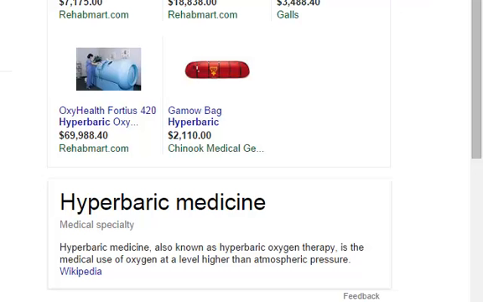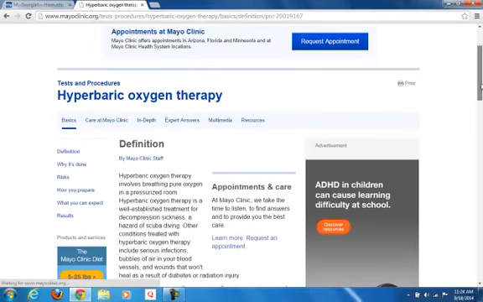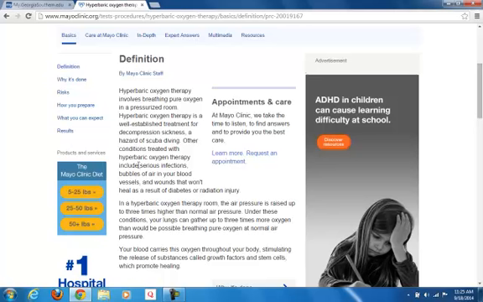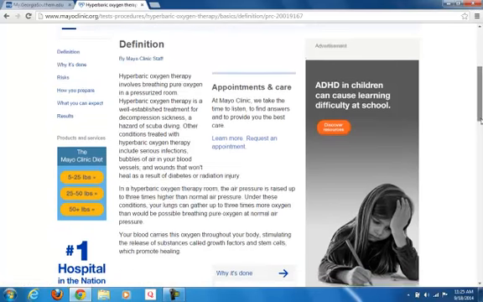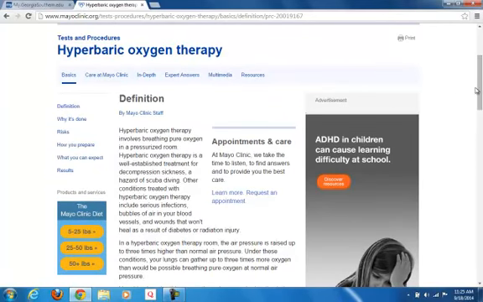Here's the Mayo Clinic. I've heard of the Mayo Clinic, and I know that they're a good source. They know what they're talking about for the most part. So I'm going to pull them up and see what they have. Here they go. The definition: hyperbaric oxygen therapy involves breathing pure oxygen in a pressurized room, which would be the hyperbaric chamber. So they use it for scuba diving, serious infections, bubbles of air in your blood vessels, and wounds that won't heal as a result of diabetes or radiation. So now I got a little bit of stuff from here. I like the definition, and I like the fact that it's from the Mayo Clinic.